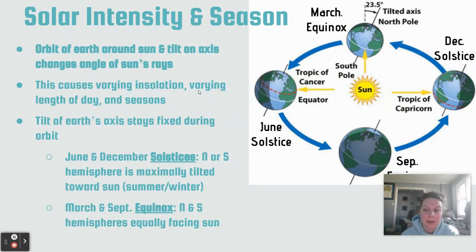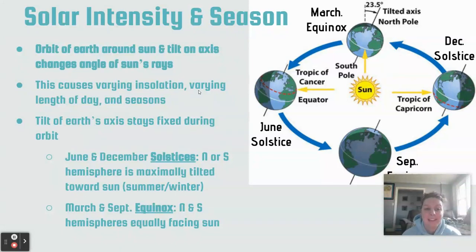So let's talk about how those couple of different things there are going to impact seasons here on Earth. We hopefully know that the Earth is tilted on its axis about 23.5 degrees. And because of that tilt, that's going to change the angle that the sun's rays are hitting the Earth based on what time of year it is. So this is going to cause a variation in insolation, and this is also going to create a variation in length of day and seasons.